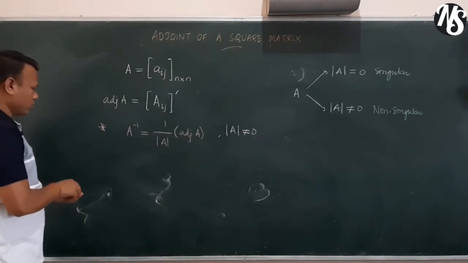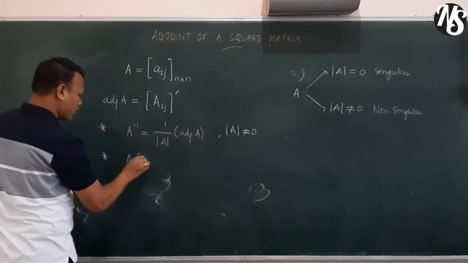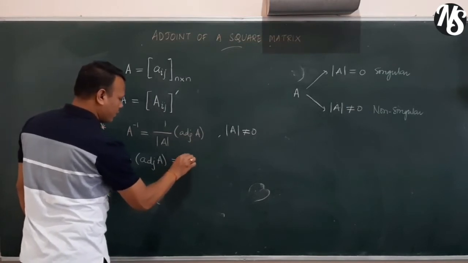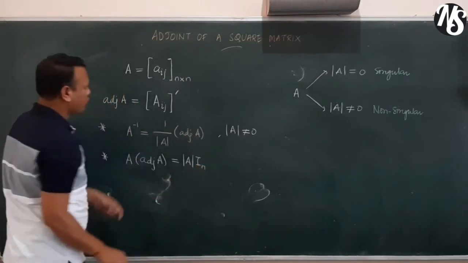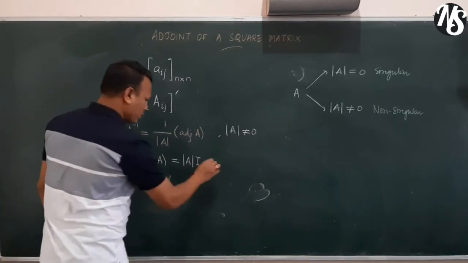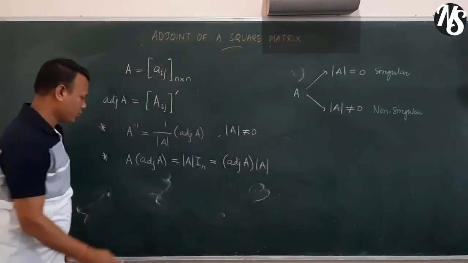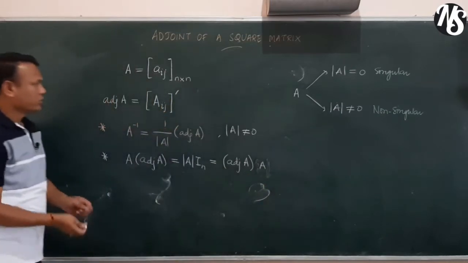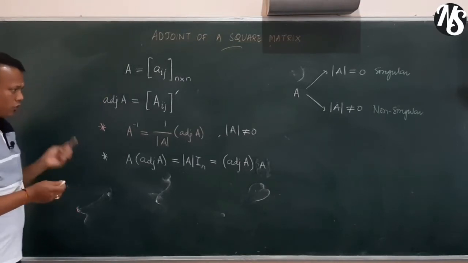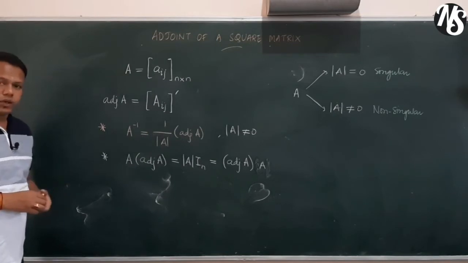One more formula: A into adjoint of A will be equal to determinant of A into the identity matrix of order n, because we are dealing with an n cross n square matrix. If you want to keep it at the back, that also can be done. In that case it becomes adjoint of A into A, equal to determinant of A into I. You may pause the video and note down these important points, and with that we'll begin with the problems on the adjoint of a square matrix.